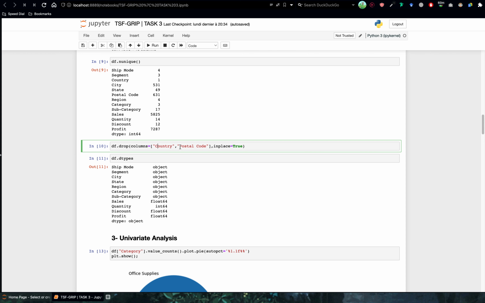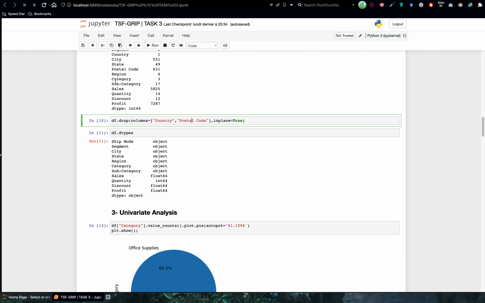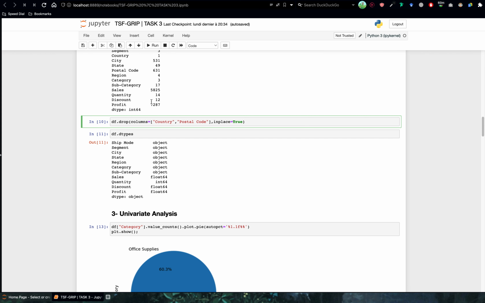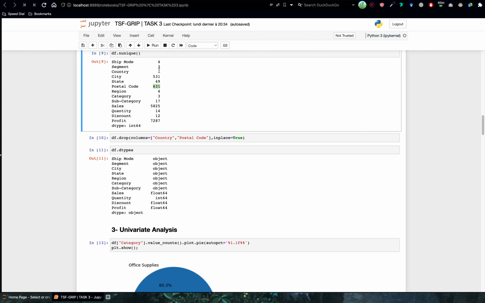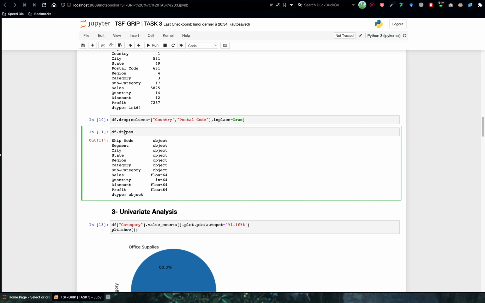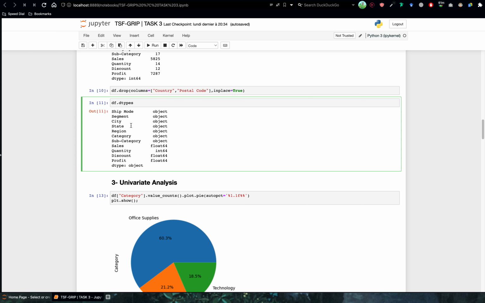Here we drop the country and postal code, as I have said, postal code here, yes, not useful. Country, same thing. We will go over the data frame as a whole, but also uniquely, going over each one, and we'll see how.